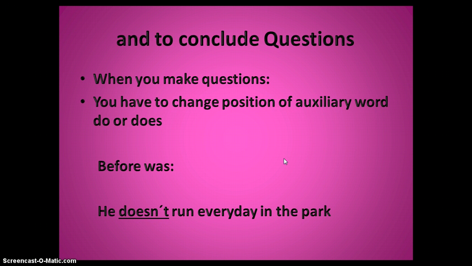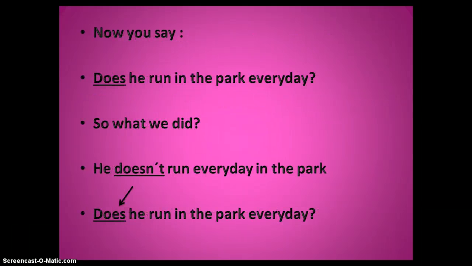And to conclude, you have questions. To do an interrogative sentence or structure, you have to change the position of the auxiliary word do or does. So let's suppose that first you have a negative sentence and you have to change it to a question. So before was he doesn't run every day in the park. You have doesn't because of the pronoun he, and you have to change it to a question. So you have does he run in the park every day? So you put the auxiliary word at the beginning of the sentence.